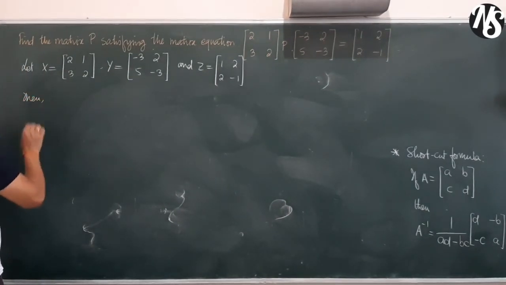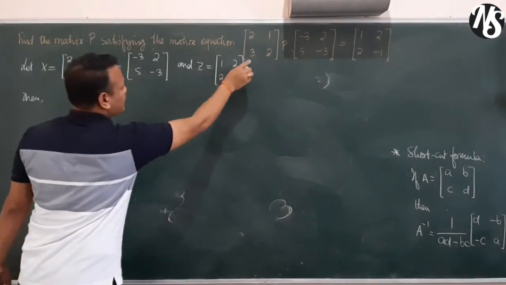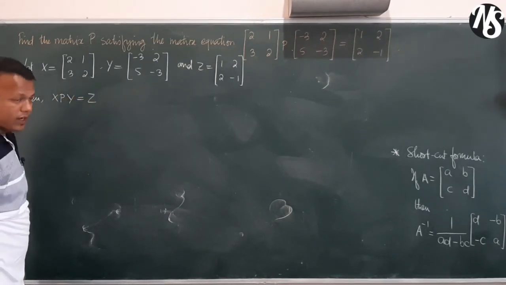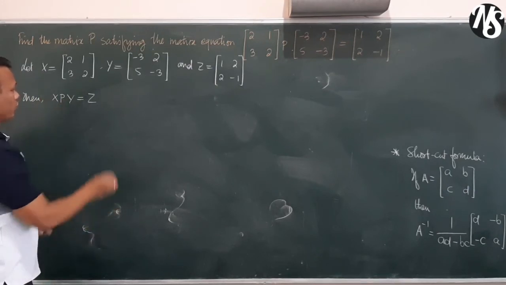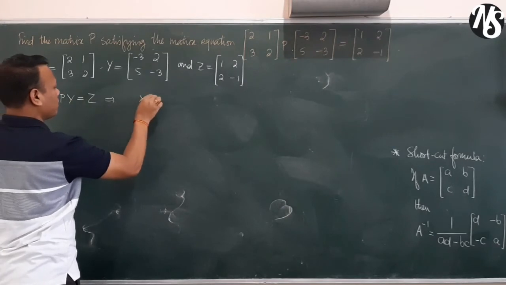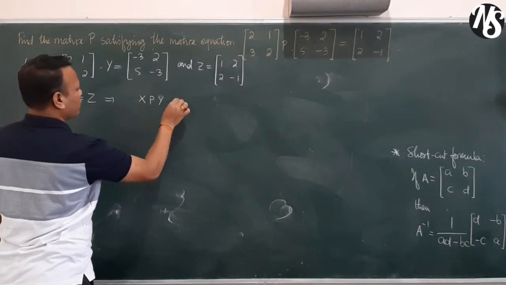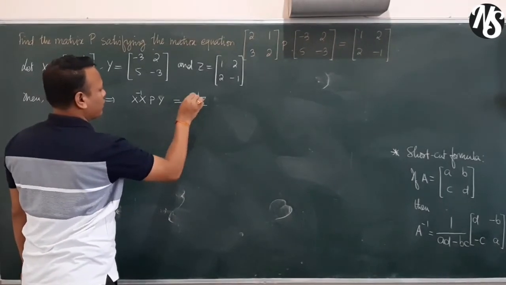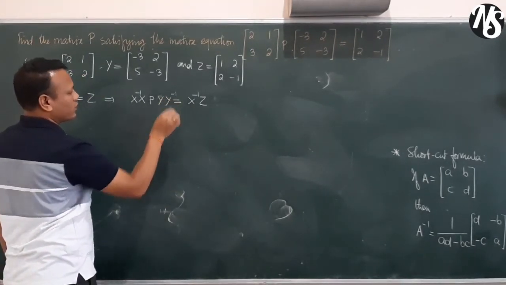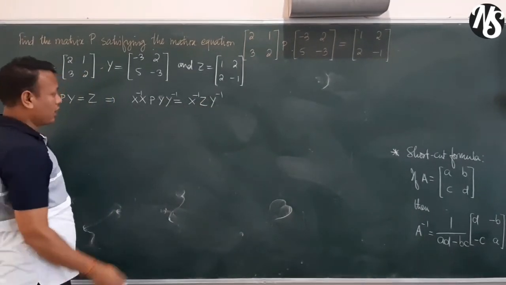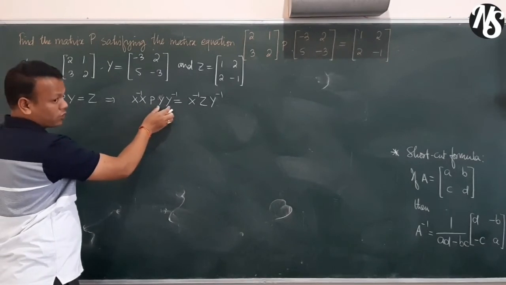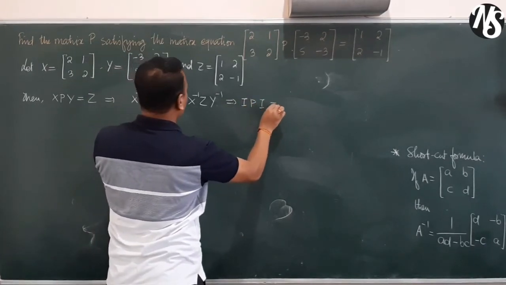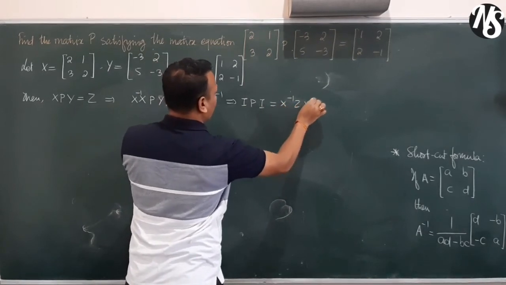So then we get, I'm sorry, this is X. So you get X, next is P, and next is Y, equals Z, isn't it? And what do you want to find? We want to find the value of P, isn't it? So what am I going to do is, see here carefully, we have X P Y equals Z, isn't it? So from left, I'll multiply with X inverse. From right, we multiply with Y inverse. Now, X inverse X is I, and Y Y inverse is also I. So that's why this becomes I P I equals X inverse Z Y inverse.